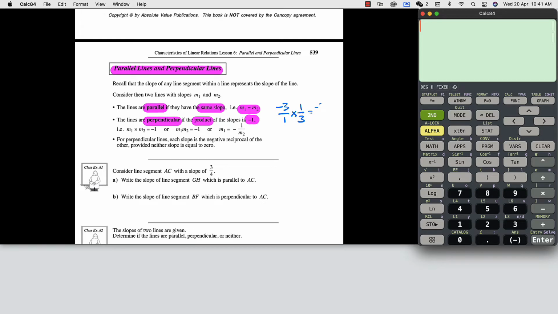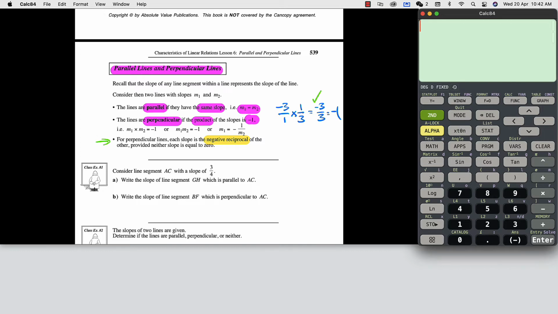-3 times 1 is -3. 1 times 3 is 3. -3 over 3 is -1. You are correct. Nice job. So it says right here that for perpendicular lines, like I said, just flip the fraction and change the sign. Each slope is the negative reciprocal, so that's a fancy way of saying that. Reciprocal means flipping it, and negative means multiply it by -1. So if it was negative, it becomes positive. If it was positive, it becomes negative.